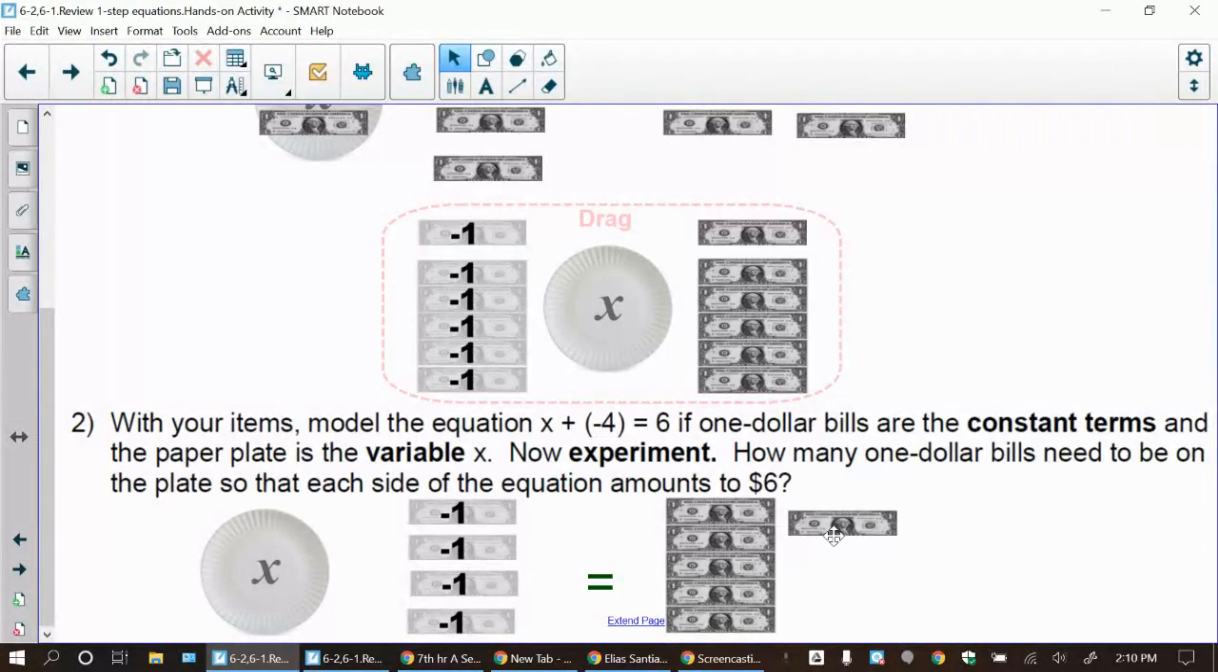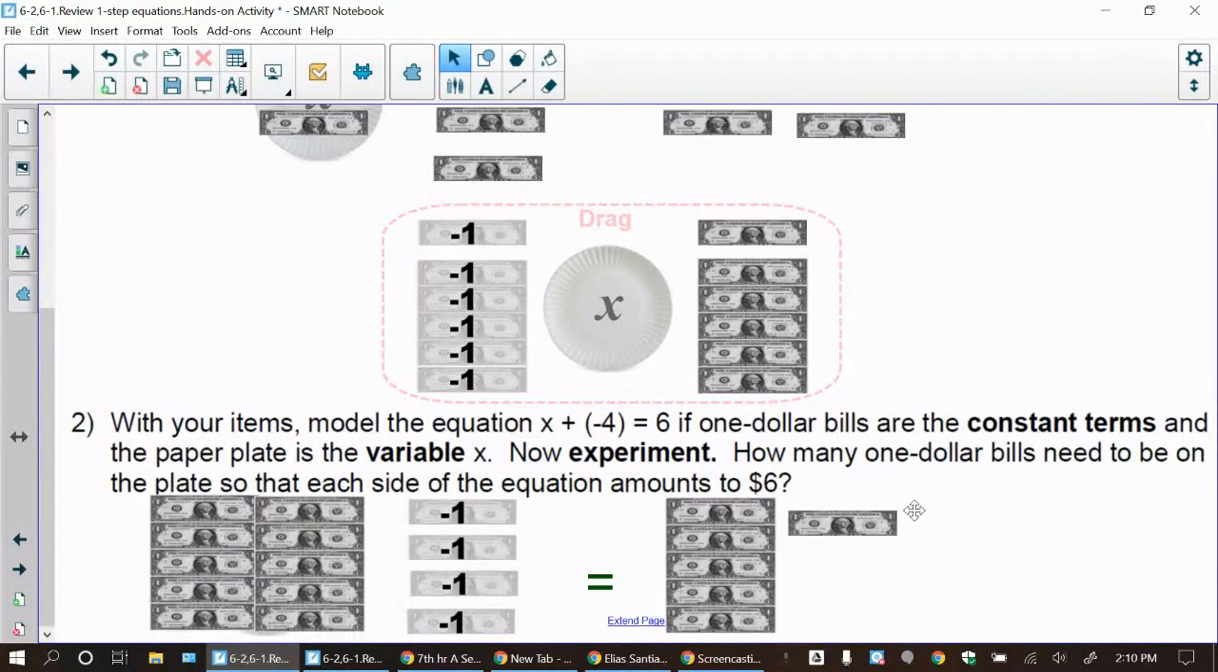But now, here's the tricky thing. How many actual positives do I need if I already owe 4 to make 6? Okay, so if you play around with it, I'm actually going to need 10 more $1 bills to equal my 6. If you need to, go ahead and pause this and fill it in.